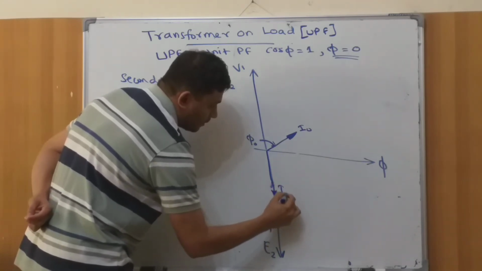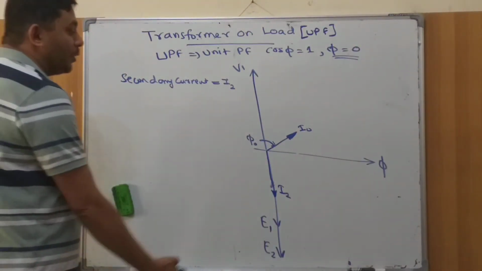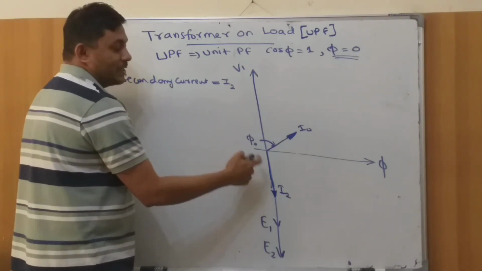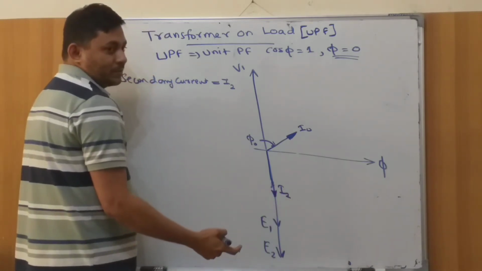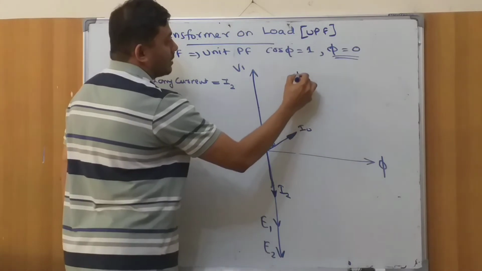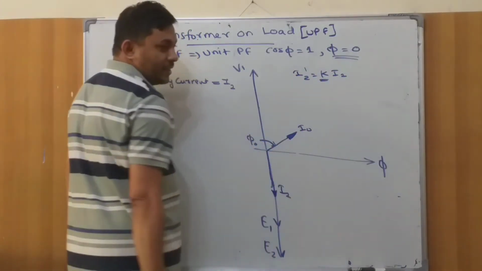Assume that this is I2. Correct? So this is the secondary, right? Now I want to get the effect on the primary. So what is the corresponding current which is available in the primary due to I2? Which is I2 dash. Correct? So what is the relation of I2 dash? I2 dash is equal to K times I2. And K is a factor.